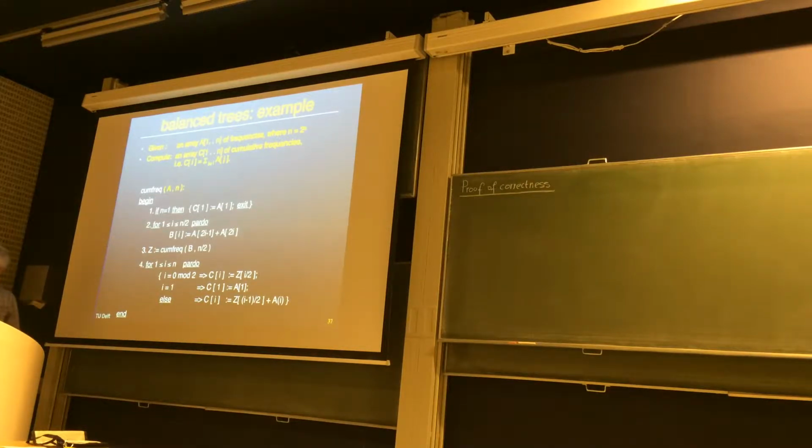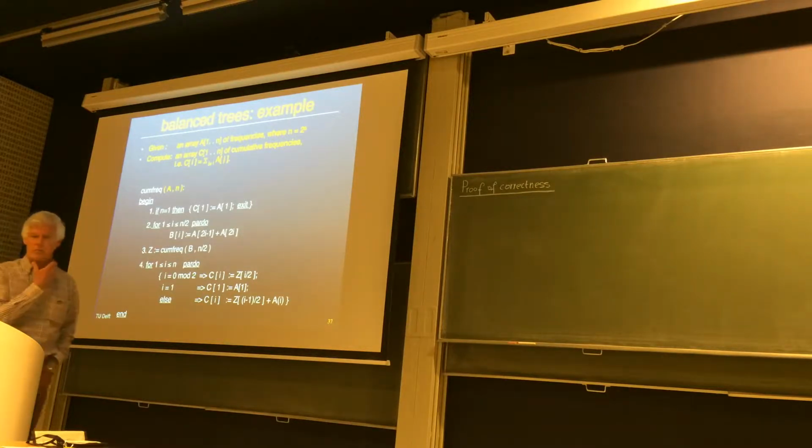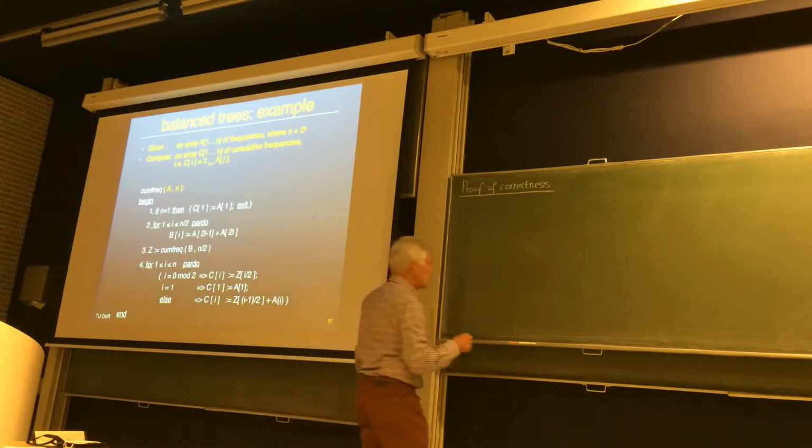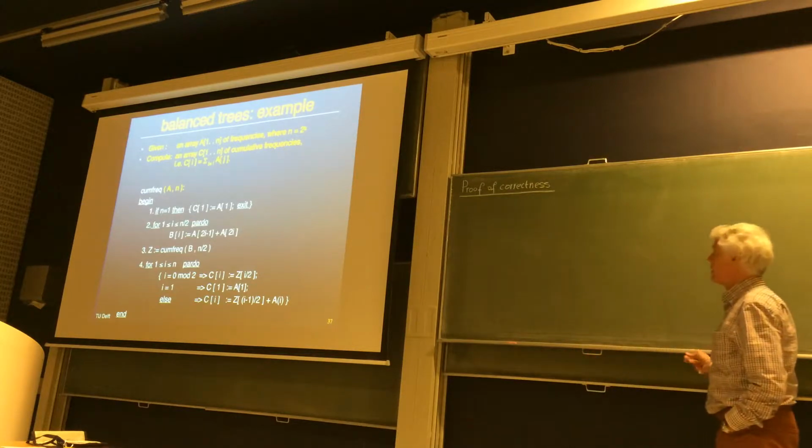We compute the final result, and then we analyze case by case what should be done to compute the cumulative frequencies for the original array A. If i is even, then we are ready: C_i equals Z_(i/2). Then if i equals 1, C_1 equals A_1, and else C_i equals Z_((i-1)/2) plus A_i. Yeah? So this seems to be a strange program, and now the idea is if we provide a proof of correctness, then maybe the structure of the program becomes clear.